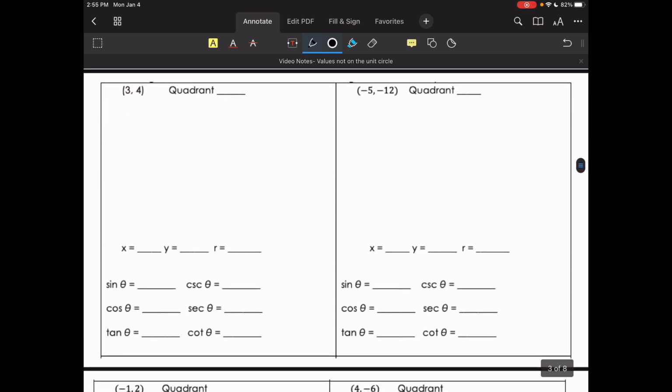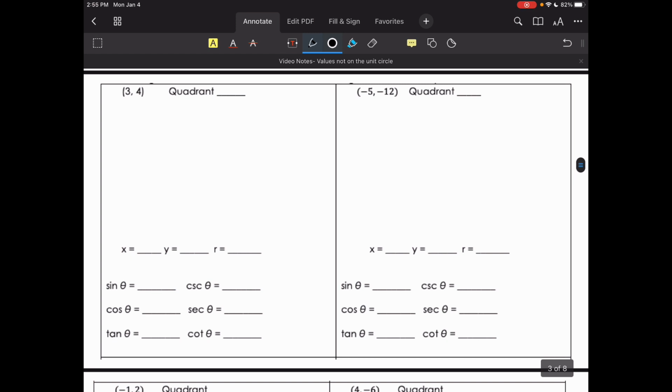So let's look at an example here. So I have the ordered pair 3, 4. So I have a positive x and a positive y. That's going to put me in quadrant 1. So drawing a quick triangle in quadrant 1, here would be my point 3, 4. So that would be 3 in the x direction, 4 in the y direction. And I don't know what r is. So using the Pythagorean theorem, I would have 3 squared plus 4 squared equals r squared. That would give me 9 plus 16.